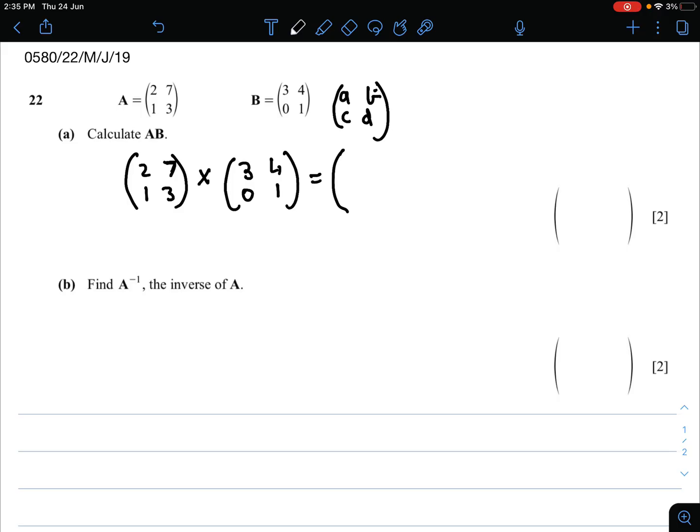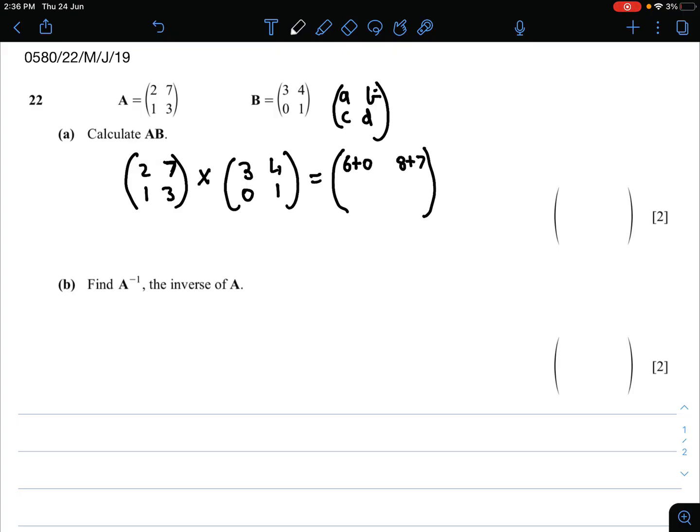So for A, we have to do 2 multiplied by 3 plus 7 multiplied by 0. So 2 multiplied by 3 is 6, 7 multiplied by 0 is 0, so 6 plus 0. This would give us the value of A. Now for the value of B, the first row of matrix A multiplied by the second column of matrix B. So 2 multiplied by 4 would give us 8, and 7 multiplied by 1 would give us 7.